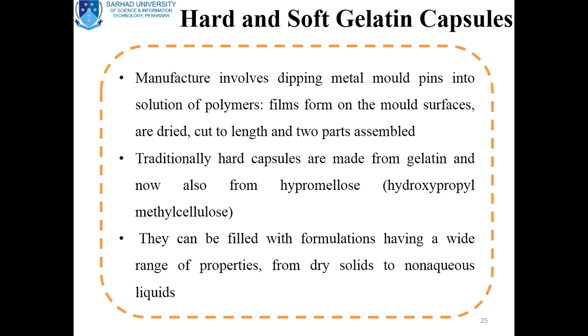Traditionally, hard gelatin capsules are made from gelatin and now also from hypromellose, that is hydroxypropyl methyl cellulose. They can be filled with formulations having a wide range of properties, from a dry solid to a non-aqueous liquid.